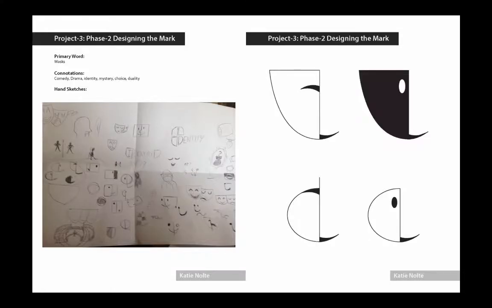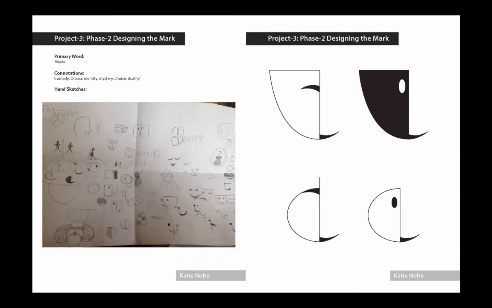Okay, this student started doing the sort of standard comedy drama masks, which really are very overdone. And I was really concerned about that. And I said, hey, this is something that you see represented a lot, and a lot of times it's not done well. And so she had to really push herself to make hers look really different, unique, and original. And I think she did a great job, right?